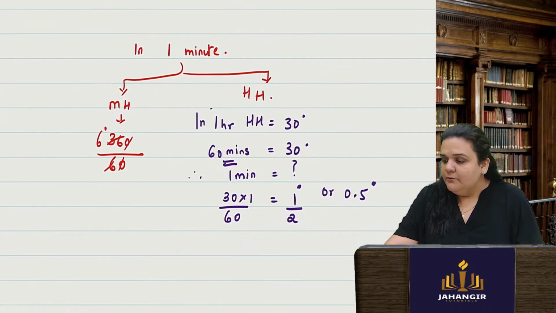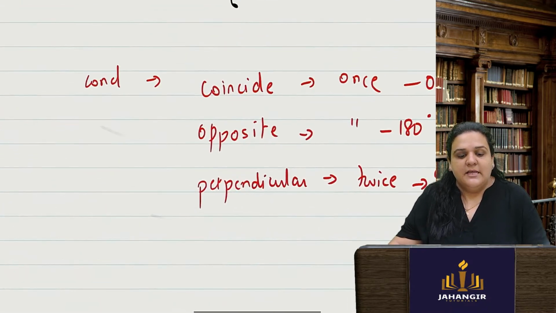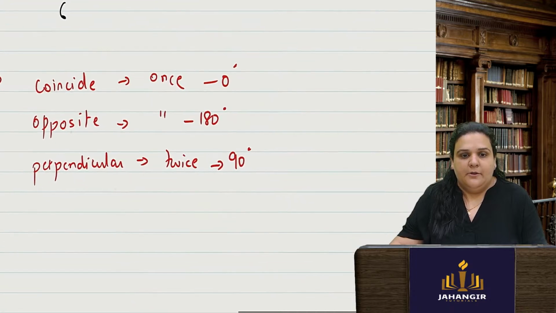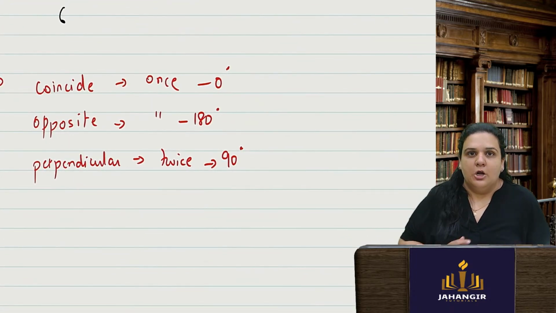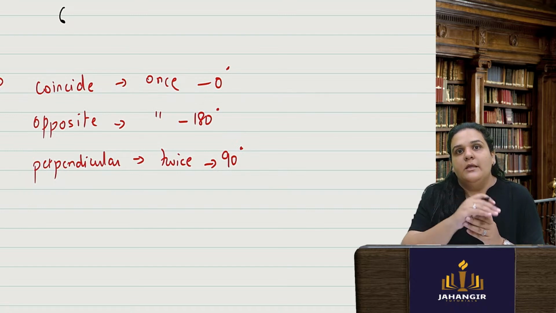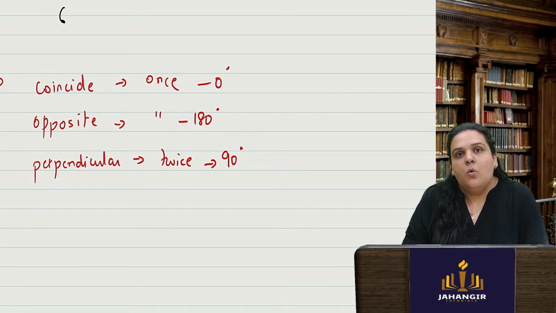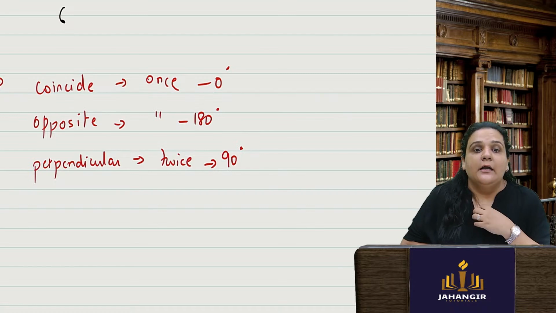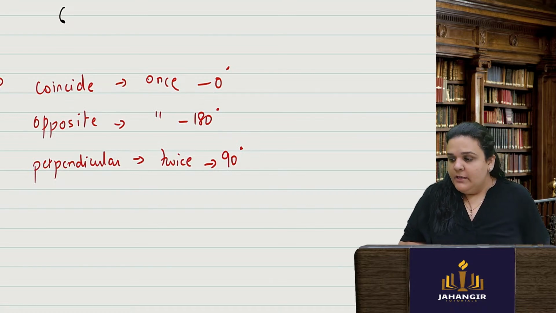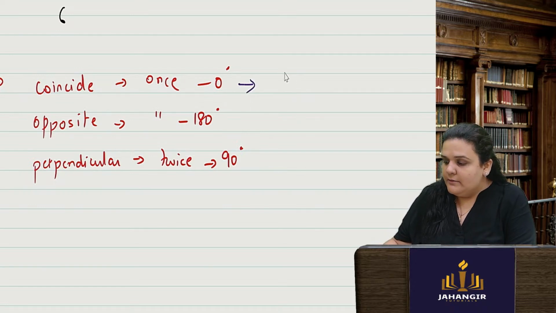Okay. Now, again coming back to this: coincide, opposite and perpendicular. Now we have a 12-hour clock. I told you in every hour, the hands are going to coincide only once. Only once in 1 hour. The hour hand and the minute hand are going to coincide only once.